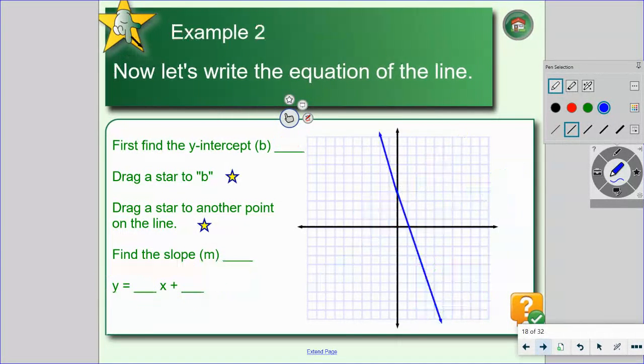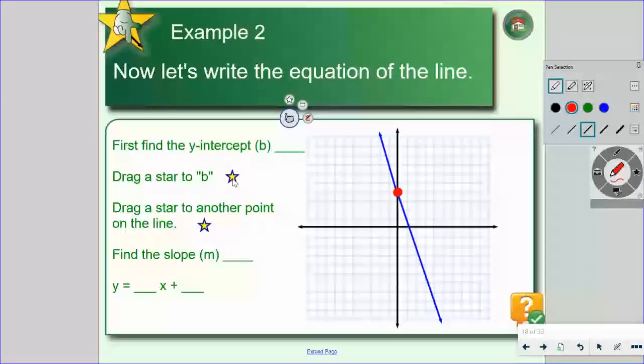Let's go on to the next example. Just follow my lead if you would be so kind. First, we're going to go ahead and put that star on the slide and slide it on down. Bam, there she is. So it appears that the y-intercept would be 1, 2, 3, positive 4.